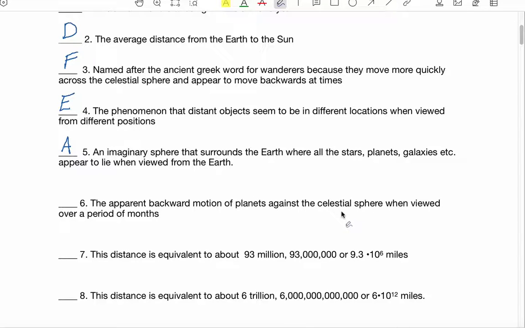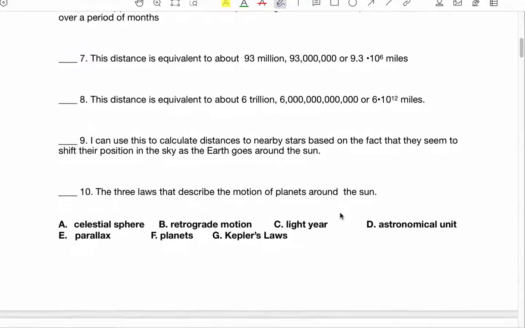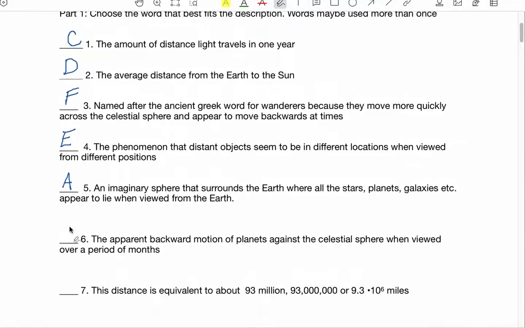And then number 6, the apparent backward motion of planets against the celestial sphere when viewed over a period of months. That is what we call retrograde motion.